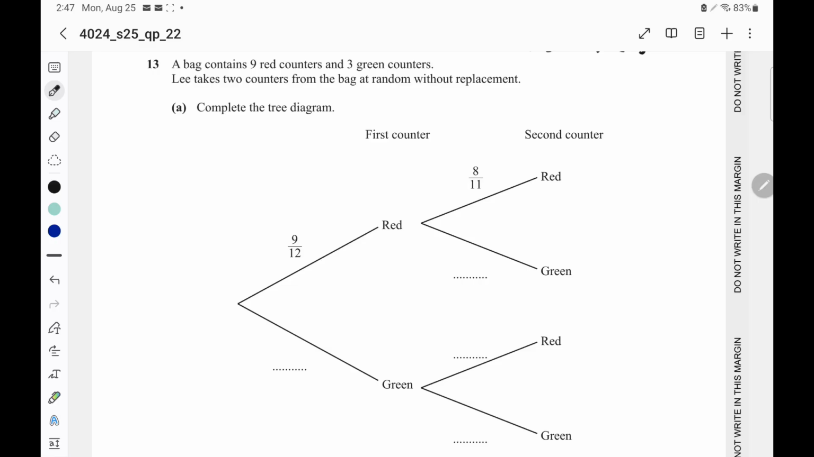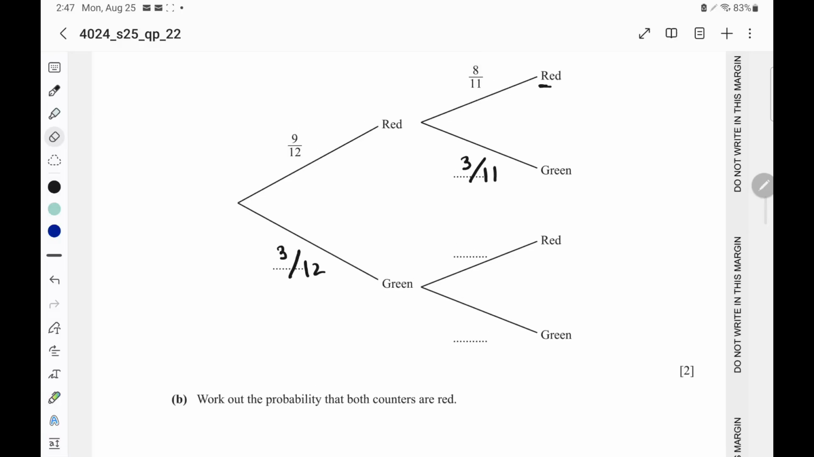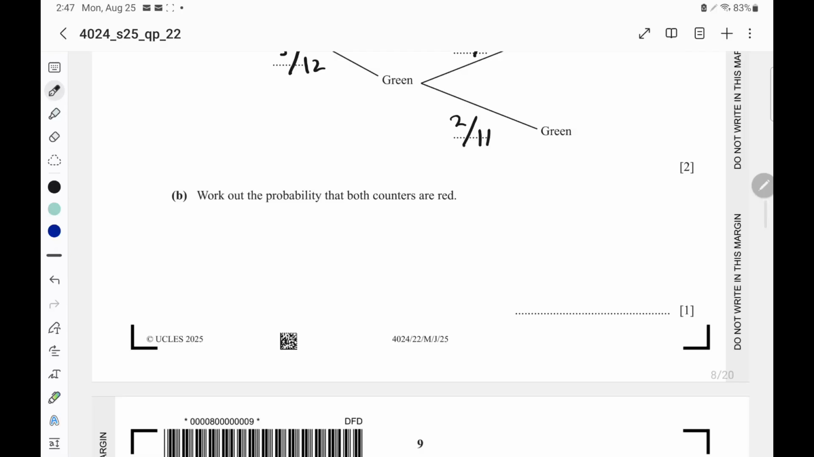Okay, so 9 out of 12 and remaining is 3 out of 12. So now, we have picked red here, so it is 8 out of 11, but 3 out of 11 will remain the same because we picked red. In the second one we picked green, so the number of green balls will reduce, and the red balls remain 9 over 11, and 9 and 2 will become 11. Okay, this was 2 marks.